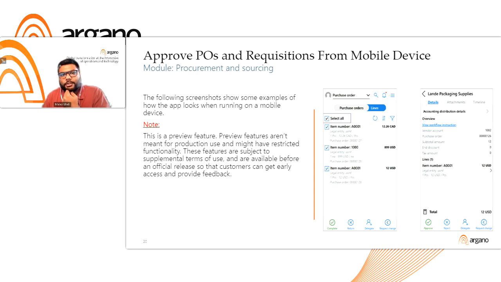So here in the screenshot, we can see that when we log into the mobile app, we will see the purchase orders, and then we will see the lines. When we select the lines, we can select all, and at the bottom, we have the options to complete it, accept, return, delegate, or request a change. So now approvals can be done from anywhere using the app and not have to log into D365 to complete it.